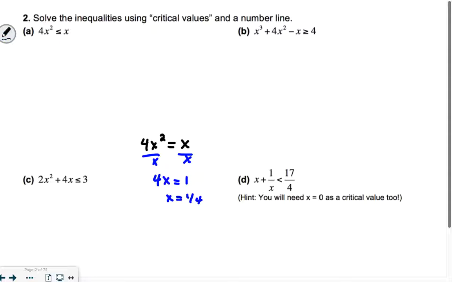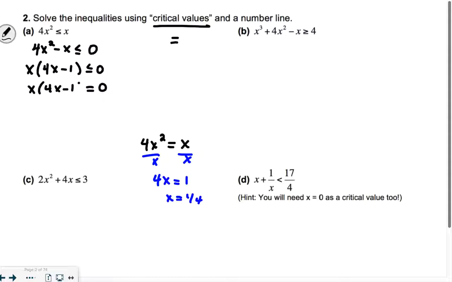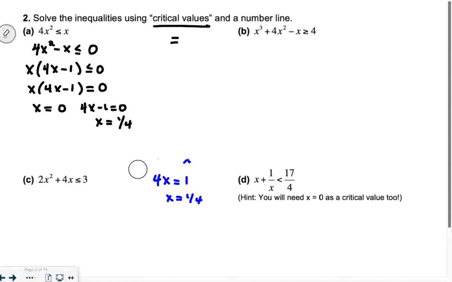Okay, so what we have to do is we have to get everything on one side. So we're going to subtract the x over. And we're going to factor out the common factor, which is x. And we're trying to find critical values. So this is where things are equal. So we're using an equal sign for critical values. So if I just had equals 0, I get 2 answers, not 1, right? I get x equals 0, and I get 4x minus 1 equals 0. So x equals 1/4. So which answer did Ari leave off when we divided by x? 0, yeah. So we left off 0.